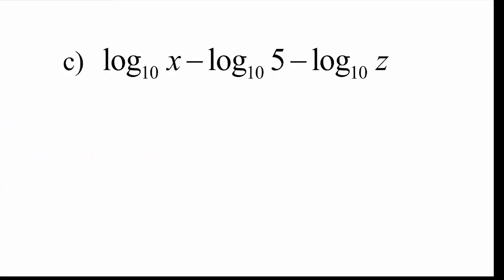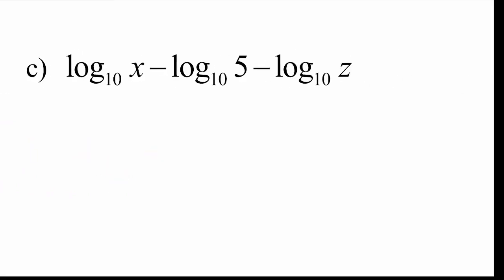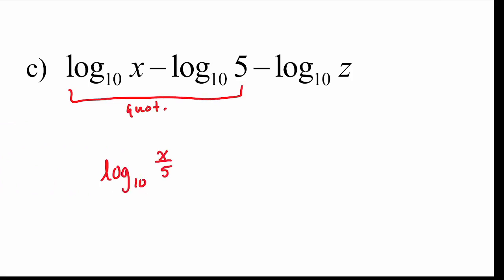Part C, there's 3 different logs, but again, just go from left to right and then do whatever properties you can do. Ideally, you tend to go in this pattern. I tend to do power first and then product or quotient. There's no power rules here at all, so it just seems like I'll do the quotient rule here first. So I'll say log base 10 of x over 5 minus log base 10 of z. I can apply the quotient rule.